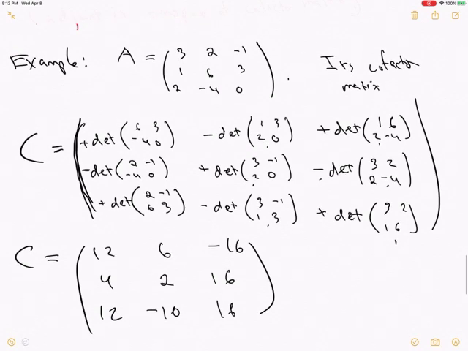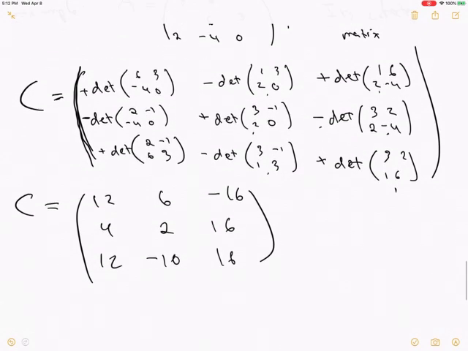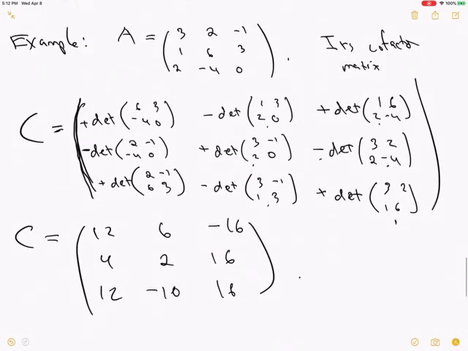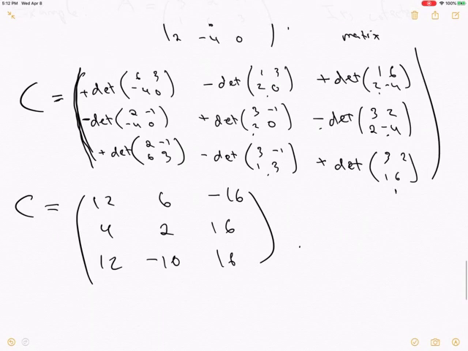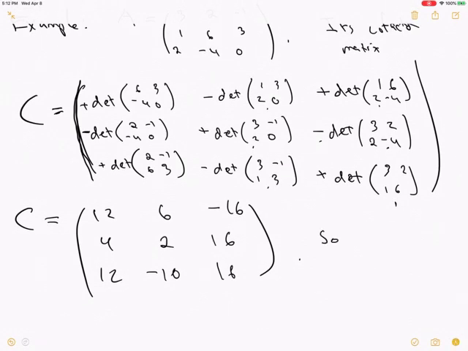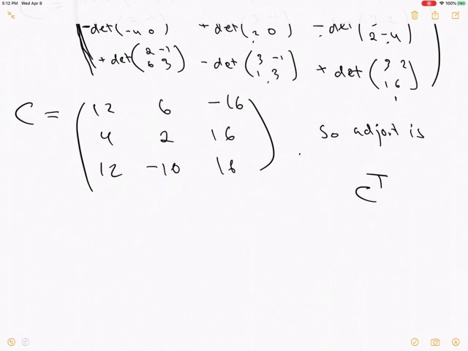That's the cofactor matrix of A, and therefore the adjoint of A is C transpose. C transpose just means the first column becomes the first row. I usually turn the columns into rows, so that first column, 12, 4, 12, becomes the first row, 12, 4, 12. The second column, 6, 2, negative 10, becomes the second row. And the third column becomes the third row.